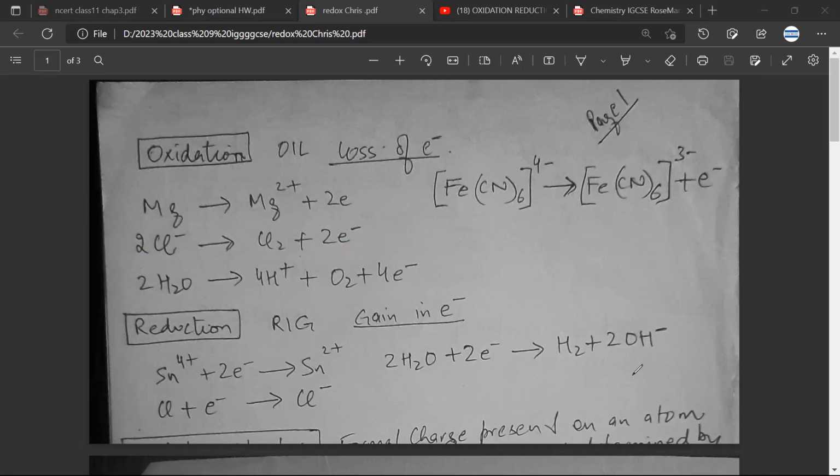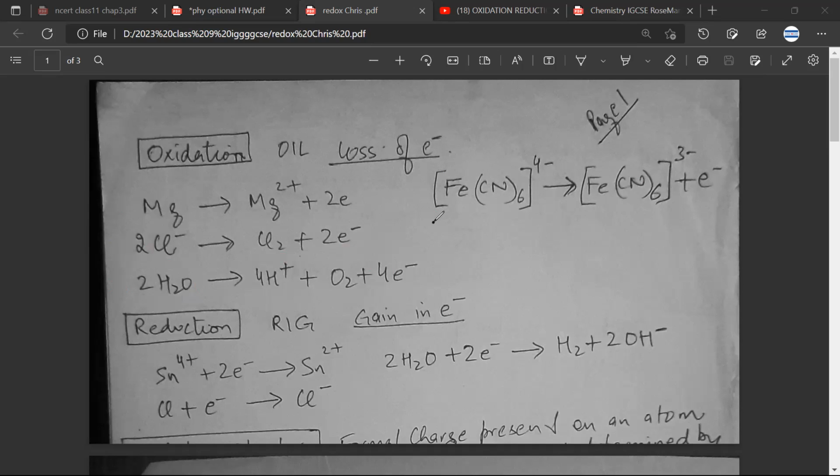Yes. These are a bit difficult things, but once we start doing electrolysis this will start making more sense. But because we were discussing redox reactions, I wanted to discuss this also, so that we can understand the half reactions. These are called half reactions. You will understand what half reactions are, don't worry.